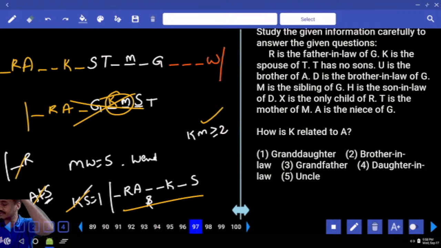Then 97 to 100: 4 questions on blood relations. Definitely first priority. Either 2 questions or 3 or 4, any blood relation will always be taken under the first priority.